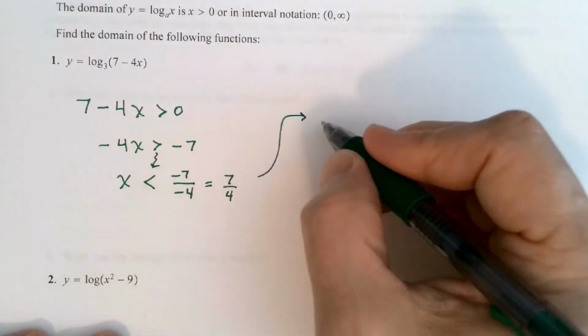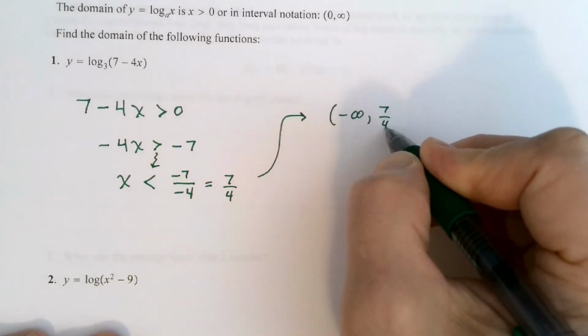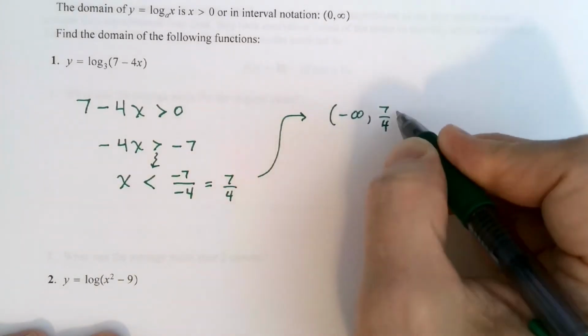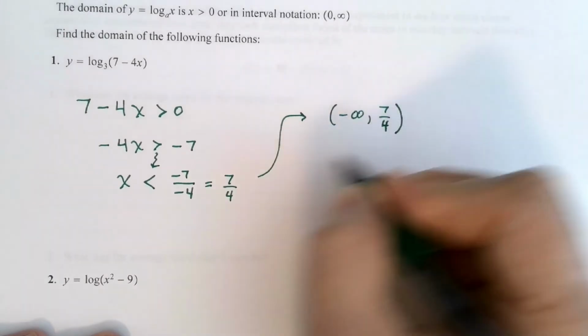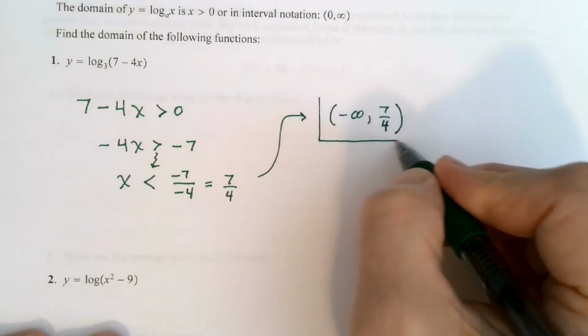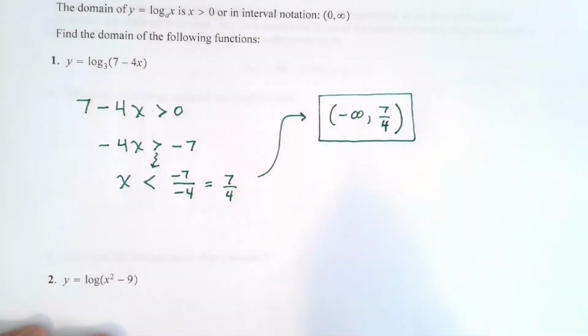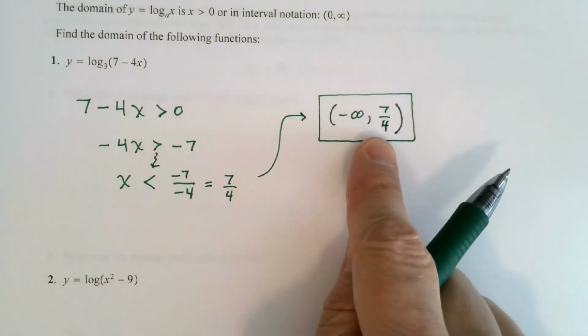In interval notation, then, what is our domain? Everything less than 7/4 would be negative infinity up to 7/4. Do I do a bracket or a parentheses here? Parentheses, right? We want it to be strictly less than. We don't want to include 7/4. So there's the domain of this function. I can only plug in values of x that are less than 7/4.